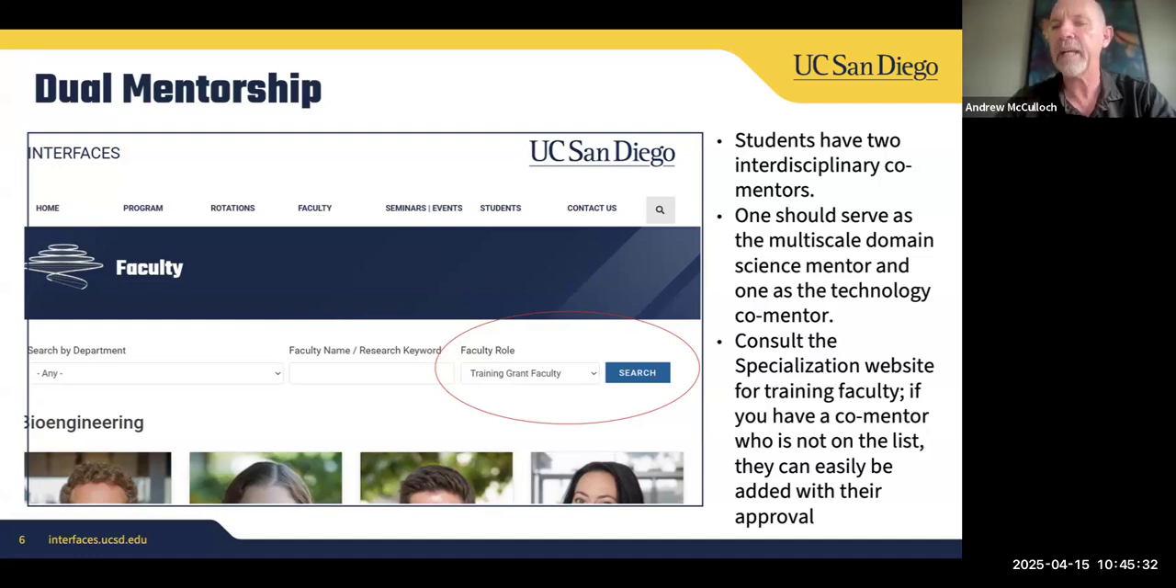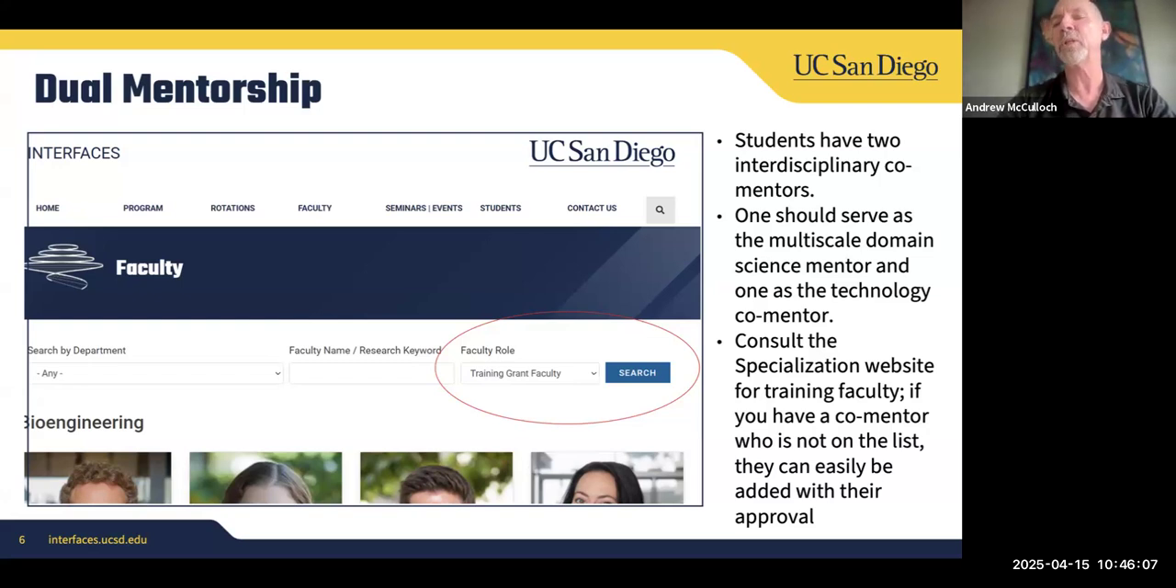And so instead, what we now ask you to do is to identify 2 co-mentors, one of whom would be the multi-scale domain science mentor. So maybe you're studying Drosophila development, and one mentor is an expert on the molecular and cellular processes involved in Drosophila development. And then maybe you're using a variety of genomic and imaging technologies to study Drosophila development, and then another co-mentor might be the expert in those technologies.